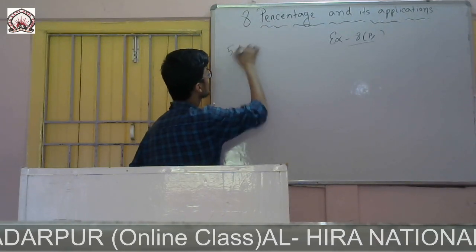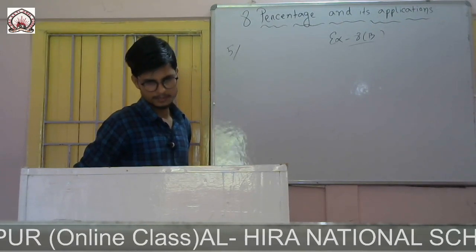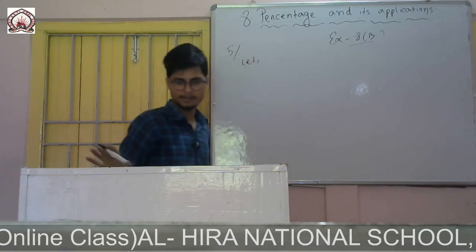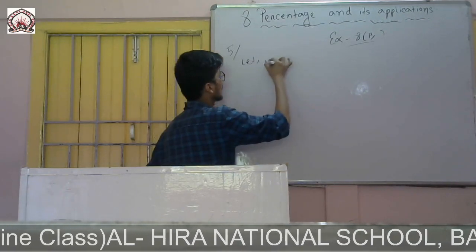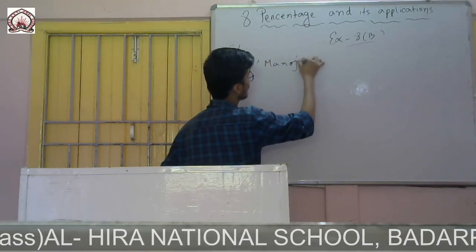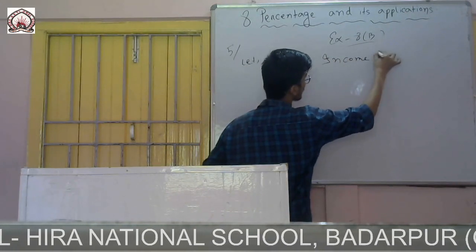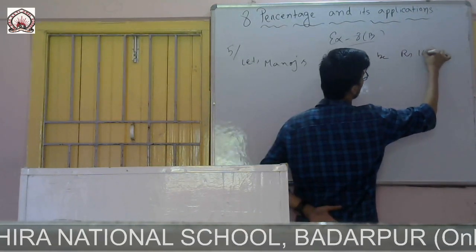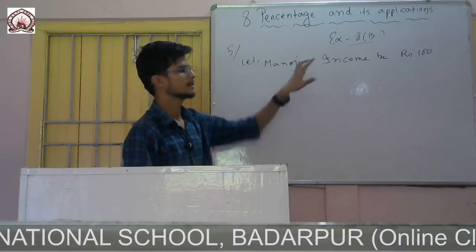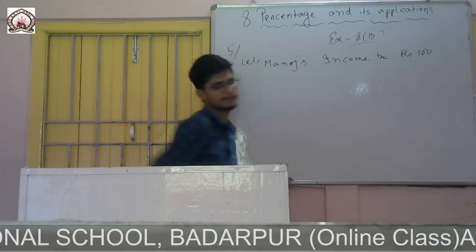Question number 5. It is given, we don't know his income, so we'll let it be rupees X. There is nothing given about income. Let Manoj's income be rupees 100. We cannot take X here because we have to take a value, so let it be 100.